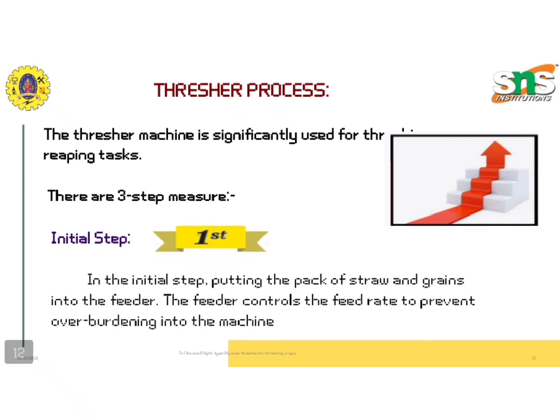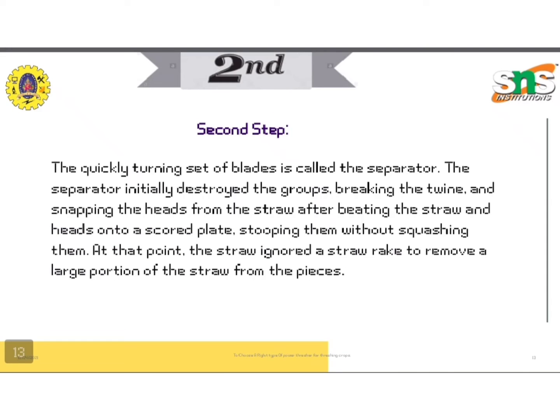Then there are 3 stages in the threshing process. Initially, the first step is putting the pack of straw and grains into the feeder. The feeder controls the feed rate to prevent overburning of the machine. The second step is the quick turning set of blades called a separator. The separator initially destroys the bundles, breaking the twine and then snapping the head of the straw, after beating the straw and head onto the scored plate, stopping them without squeezing them. At that point, the straw goes to a straw grate to remove the large portion of the straw pieces.